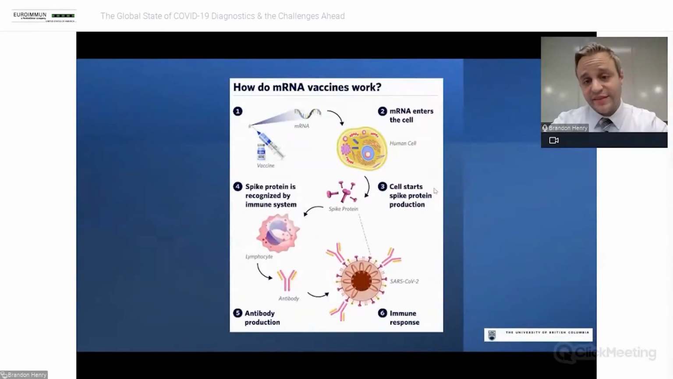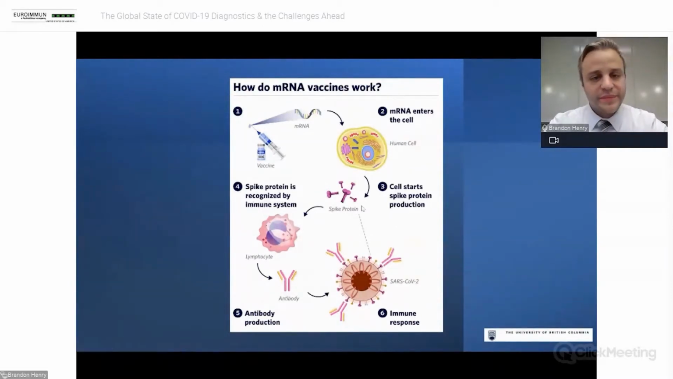So the mRNA vaccines, these are the ones most commonly used around the world. We have Moderna, Pfizer are the big names here. And they basically work by injecting mRNA right into your arm. The mRNA gets taken up by the cells. The cells then translate that mRNA into spike protein, right? So we're only producing the spike protein with the mRNA vaccine.